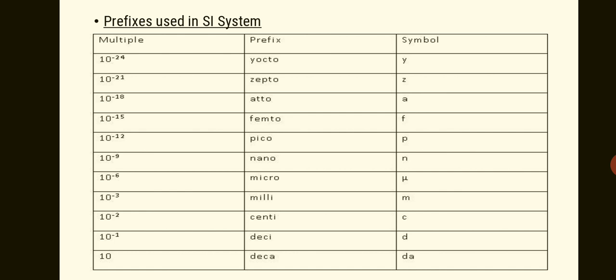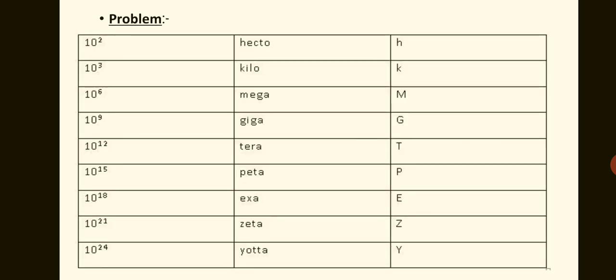Now we'll see some other higher powers of 10, what they are called. 10 raised to power 2 is called hecto. 10 raised to power 3 is kilo, a very common unit, kilogram, kiloliter. 10 raised to power 6 is called mega. It is denoted by capital M. This mega is different from computer memory.